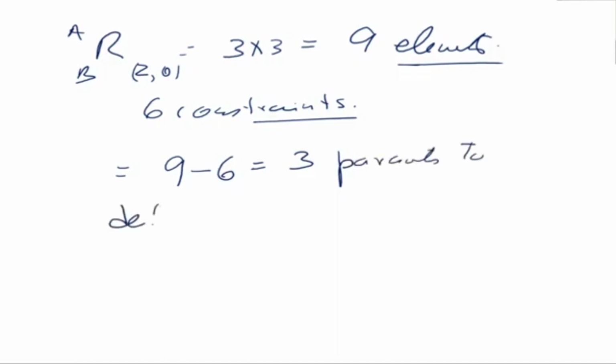Three parameters are required to define the rotation of a body in space, to define the rotation matrix. Okay, so this is an interesting thing to note and something to keep in mind.